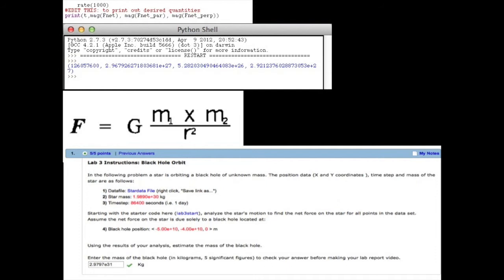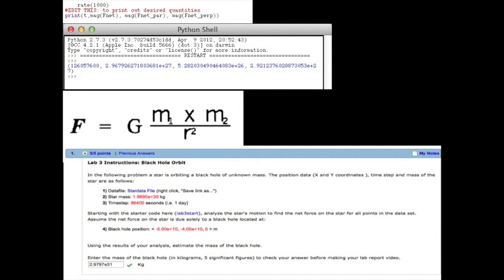We see that the yellow line represents Fnet, the black line represents Fnet parallel, and the blue line represents Fnet perpendicular. We can see this because Fnet perpendicular points toward the change in direction, Fnet points towards the black hole, and Fnet parallel faces the direction of motion of the star. The most important value we found, however, is Fnet. Using Fnet, we will import it into Newton's law of gravitation equation and find the second mass, which is the mass of the black hole.